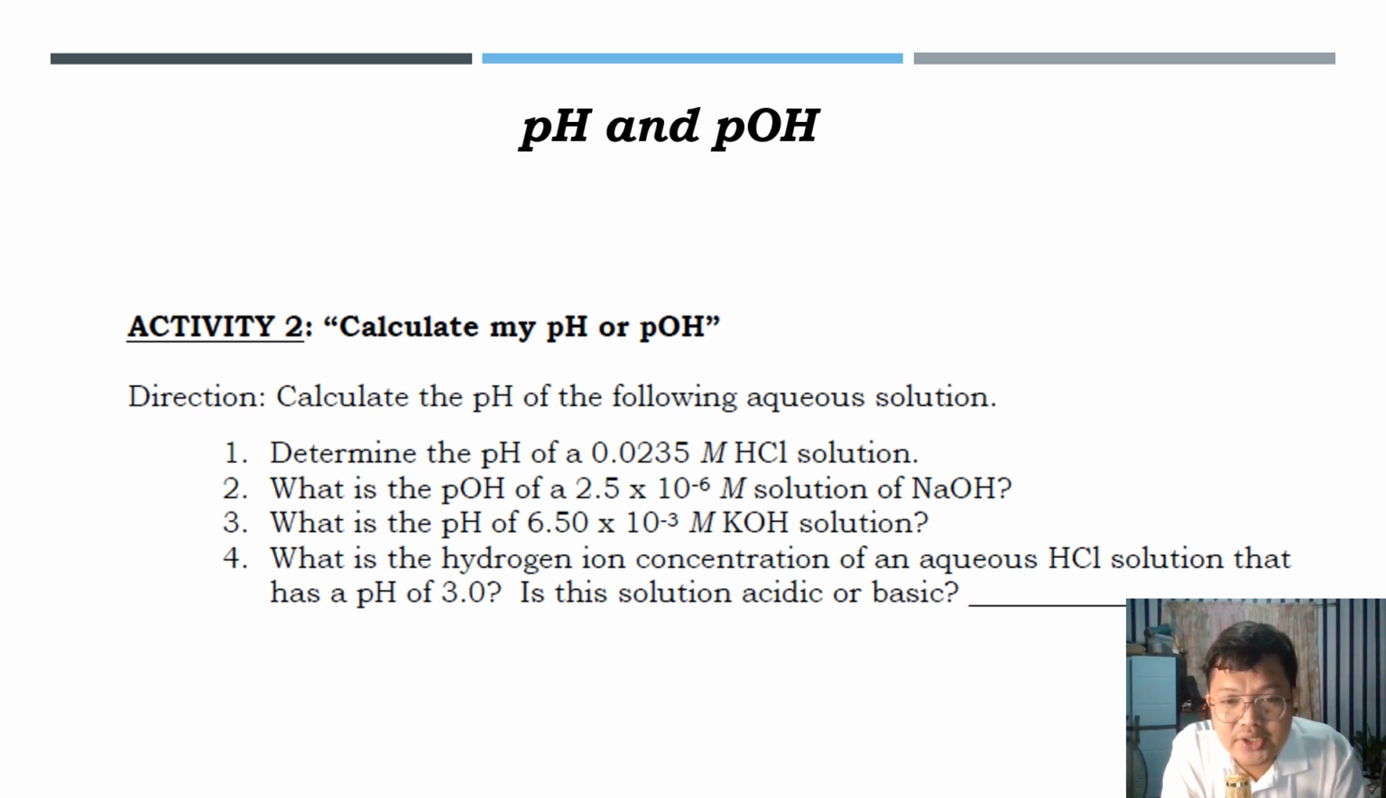Number 1, determine the pH of a 0.0235 molar hydrochloric solution. Number 2, what is the pOH of a 2.5 times 10 raised to negative 6 molar solution of sodium hydroxide? Number 3, what is the pH of a 6.50 times 10 raised to negative 3 molar potassium hydroxide solution? And number 4, what is the hydrogen ion concentration of an aqueous hydrochloric solution that has a pH of 3? Is this solution acidic or basic?